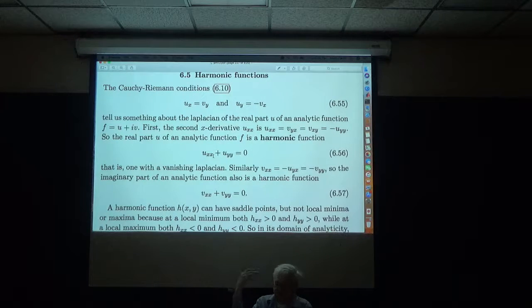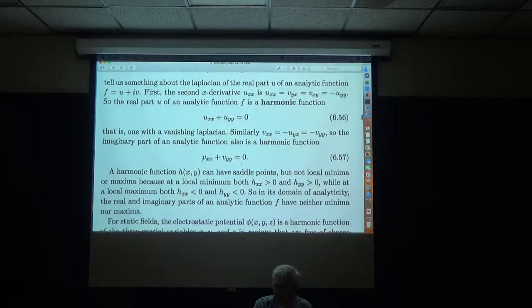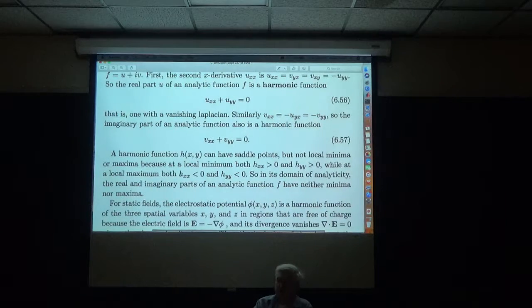and so uxx is minus uyy, so it follows that the second derivative with respect to x of u, plus the second derivative of u with respect to y, add up to 0, which means that the two-dimensional Laplacian of the real part of an analytic function is 0. Similarly, the two-dimensional Laplacian of the imaginary part of an analytic function is 0. And the name we attach to things that have vanishing Laplacians is that they're harmonic. And so we say the real and imaginary parts of an analytic function are harmonic.